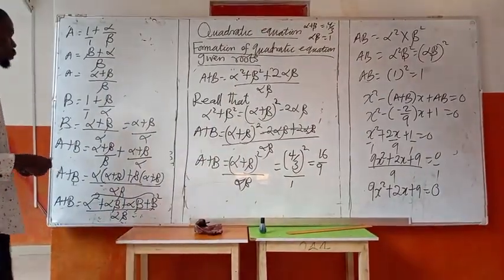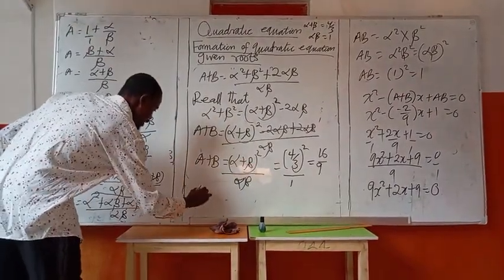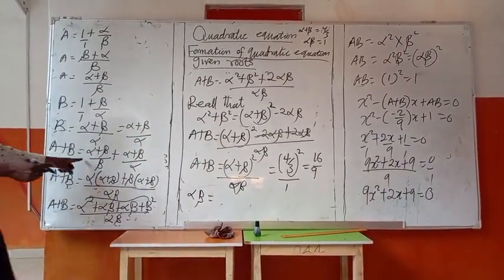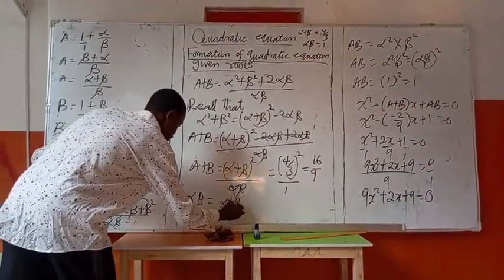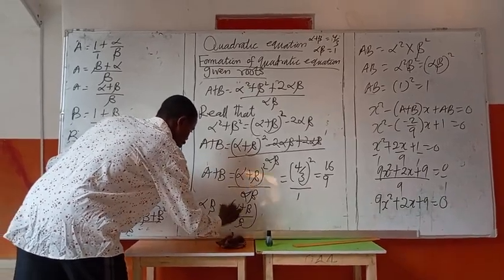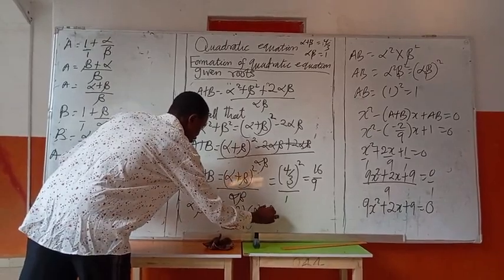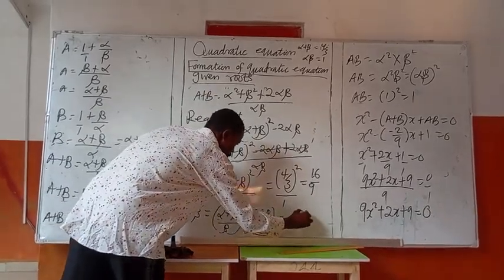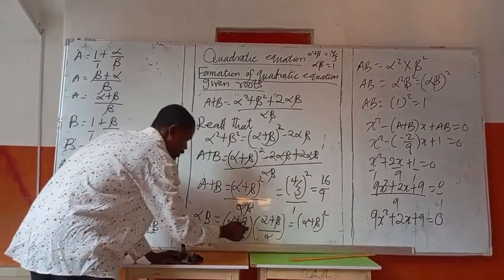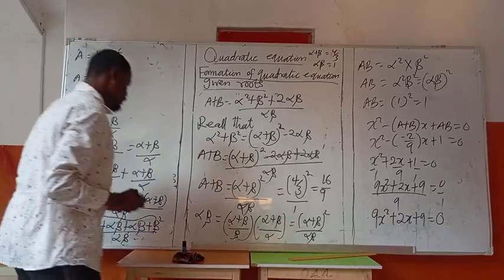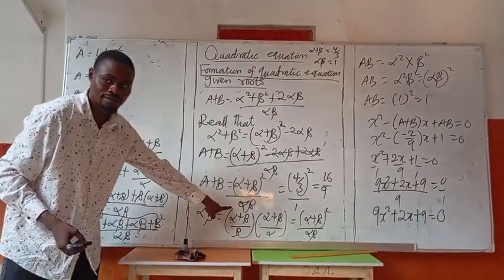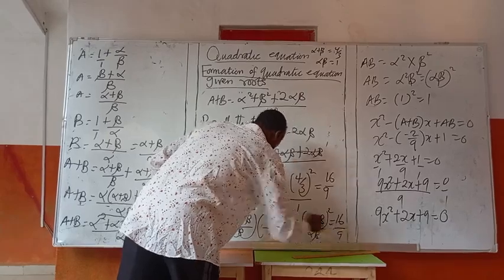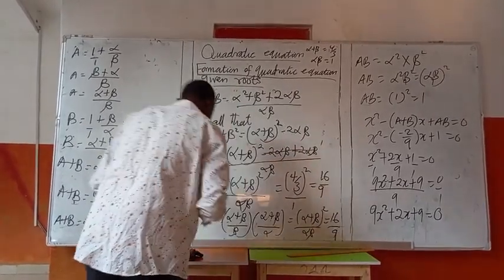Then the product AB now, what is the root? AB is equal to, this is A, this is B. We multiply them to each other, which is alpha plus beta all over beta, open bracket close, alpha plus beta all over alpha. If you multiply it through, you are going to have alpha plus beta all square, because twice now, all over alpha beta. If you do this, it's the same thing as this, which is the same thing as 16 over 9. So if you do that, we now go to our normal equation.